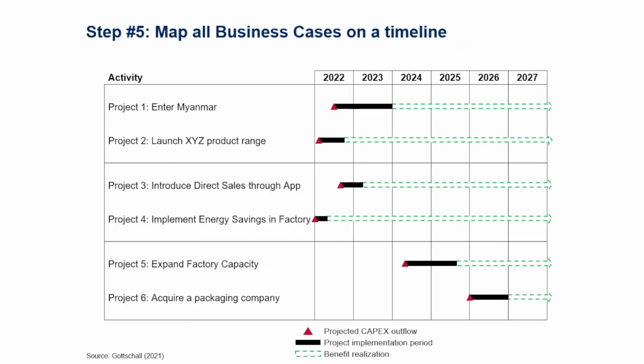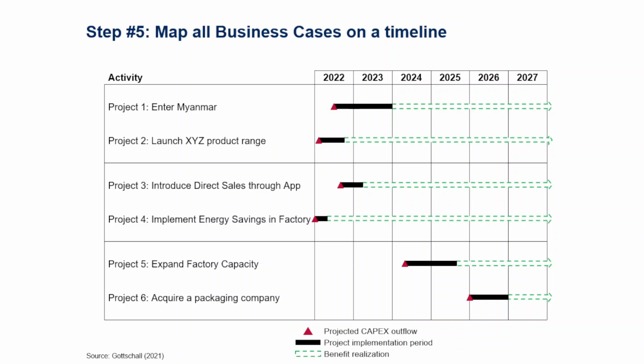Now, I have many of these kinds of initiatives in my strategy paper. So now I have to map these out and see when they are happening. So when are the CapEx outflows happening? These are marked here in the red triangle. And what is the project implementation period, during which I work on the project, but nothing has really happened yet in terms of benefits? And then when do I get the benefits from the cash outlay that I have?